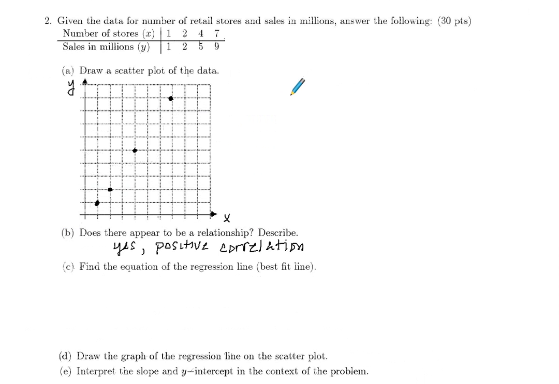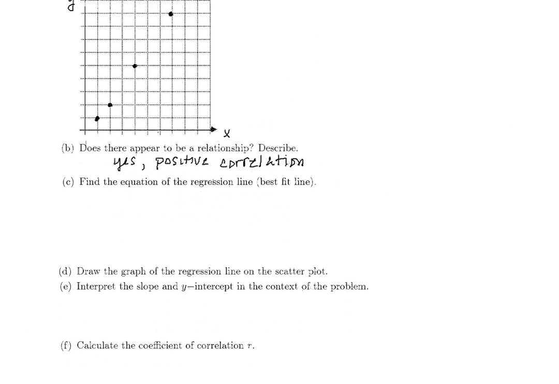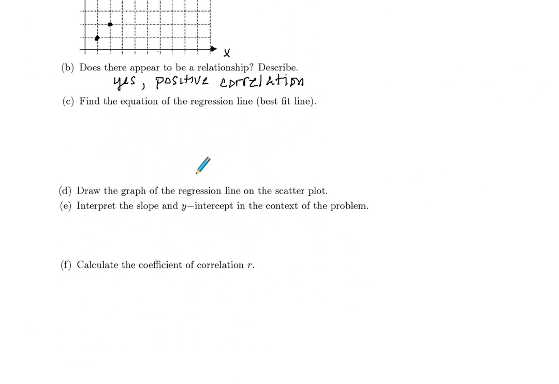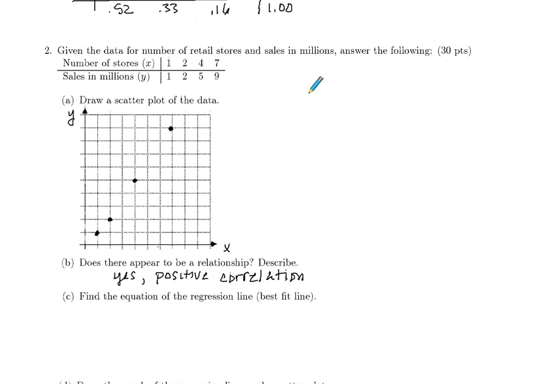So it doesn't look like we need this one. Let's go back here real quick and see what we're going to have to do. We're going to need the regression line, graph the regression line, interpret the y-intercept, coefficient of correlation. Okay, so we will need all three. So let's start by doing an extensions table here. Let's list x and y, and then we need x squared, y squared, and xy. I tried to make this problem doable by hand.